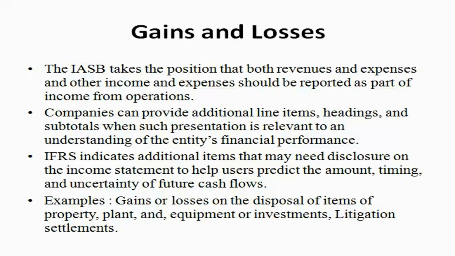The IFRS indicates additional items that may need disclosure on the income statement to help users predict the amount and timing and uncertainty of the future cash flow. So IFRS also indicates that disclosure is important because it helps users more to predict future cash flows. So what are these items? Like gains or losses on the disposal of items, for example plant, property, equipment.